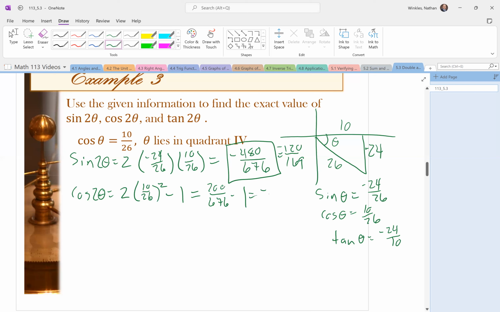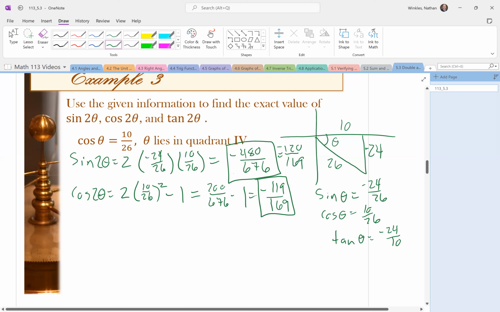So negative 119 over 169 would be our answer there in simplified form. Tangent of 2 theta. There's a couple different ways that we could do this. We can use the formula here. So we'll actually do both real quick.